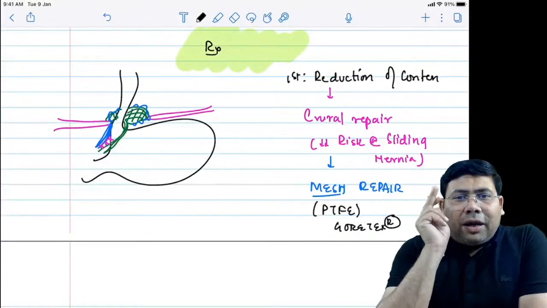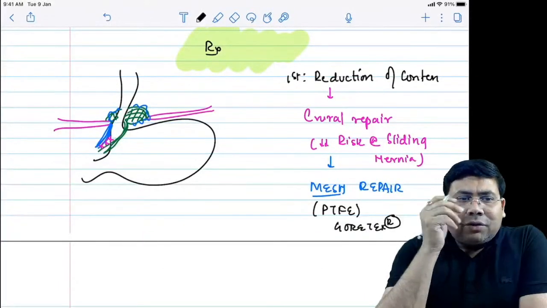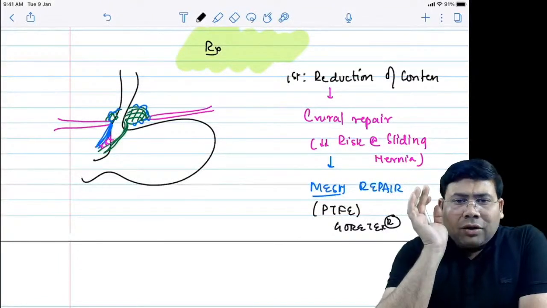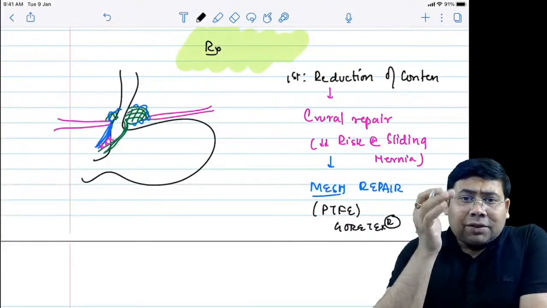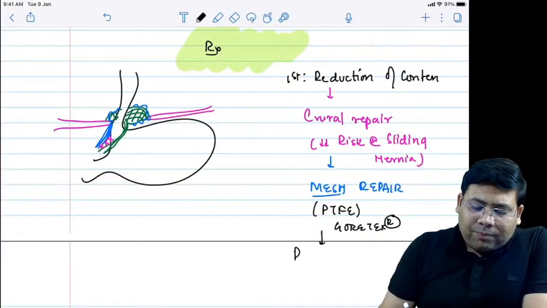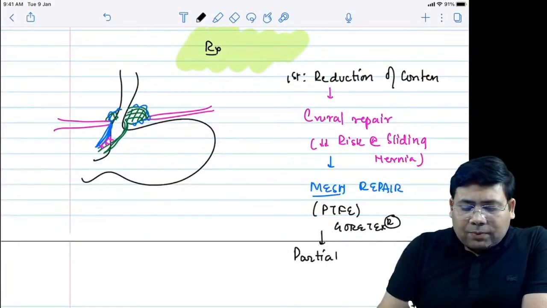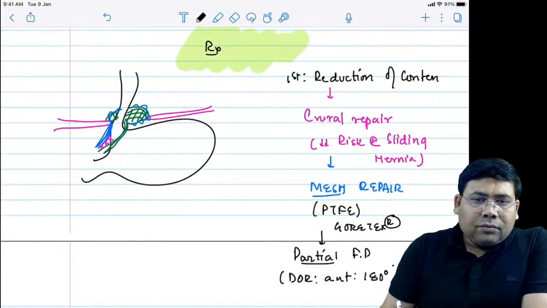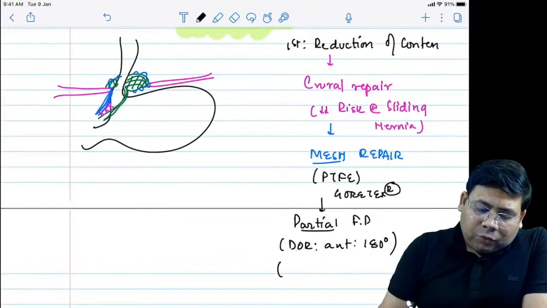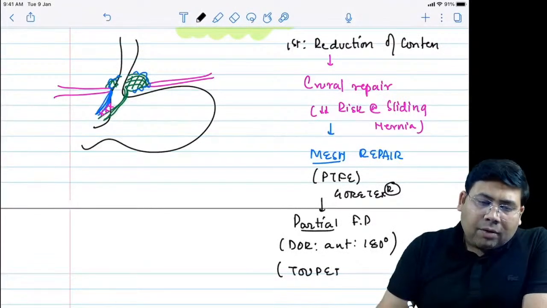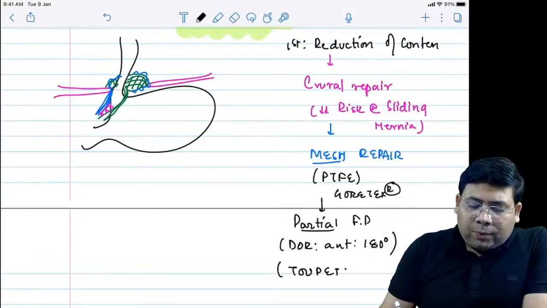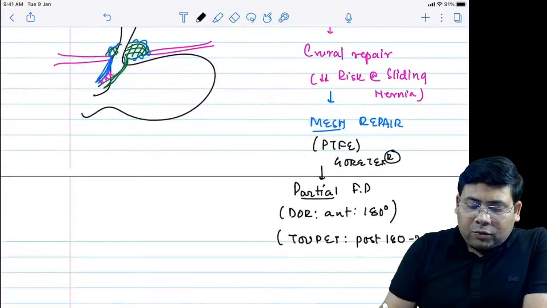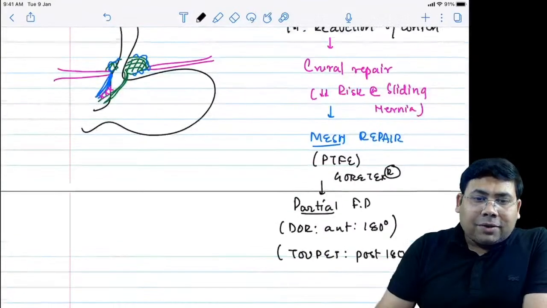But when you are doing anything at the level of the GE junction, definitely you will have a risk of reflux. So after this, you will also do a partial fundoplication. What partial fundoplication? We have Dor, which we actually prefer, anterior 180, in this case. We can go for Toupet also, but we prefer to go for Dor. Toupet is posterior 180 to 270.